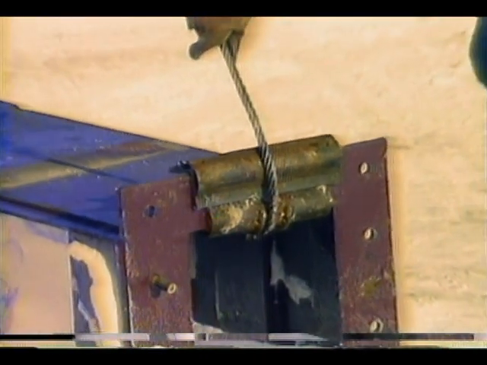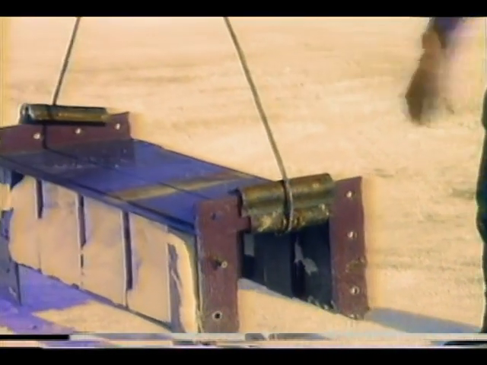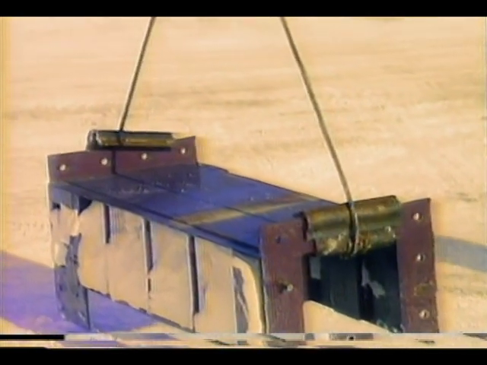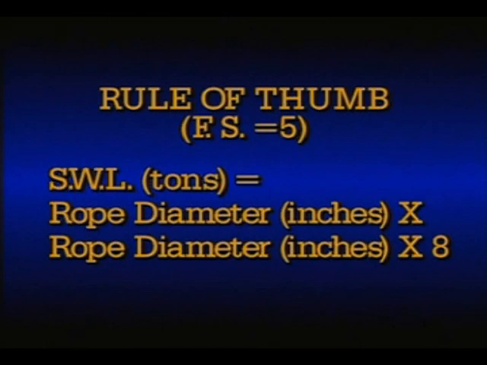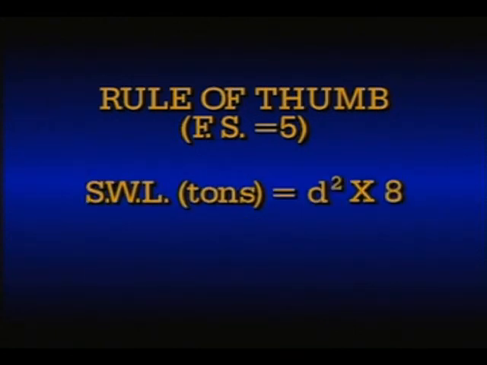If you don't know the safe working load of a wire rope, use the following rule of thumb to compute the safe working load in tons. For a factor of safety of 5, the safe working load in tons equals rope diameter in inches times itself times 8. Or in other words, safe working load in tons equals D squared times 8.